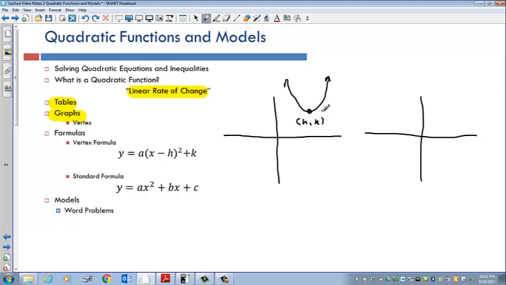And we call this the vertex. It's basically the lowest point on this graph. But besides opening up, you could also open down. So you could also open down. Let's put it over here for fun. And here's the vertex right here. And still we label it h comma k.